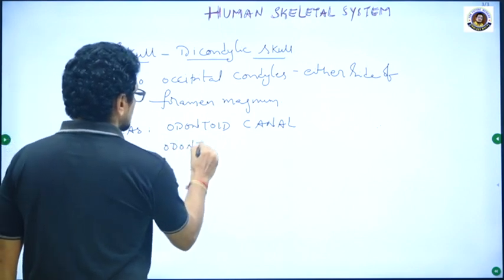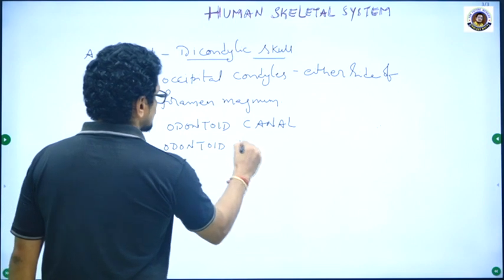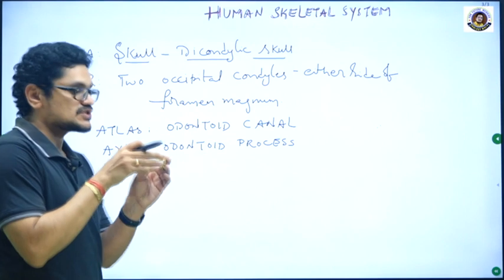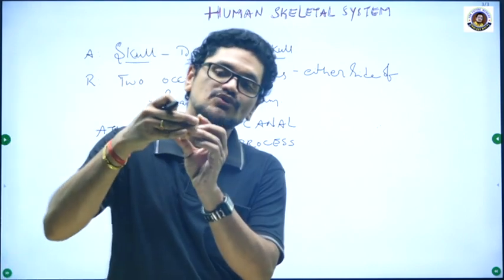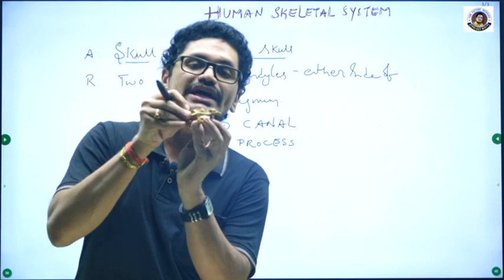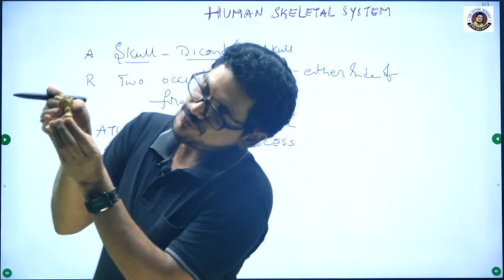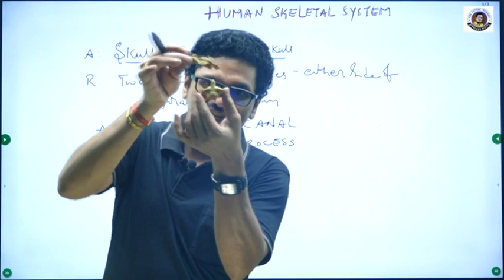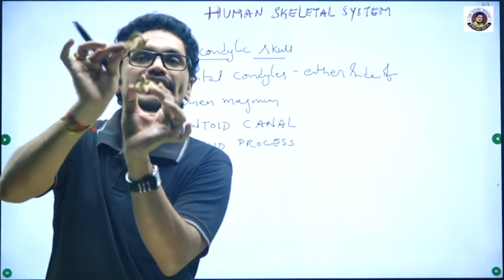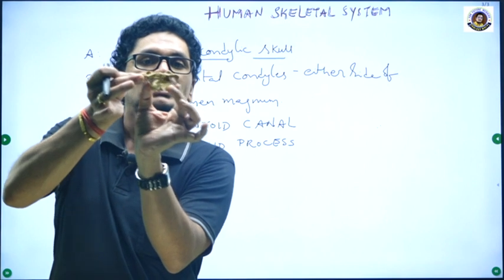Odontoid process will be there for axis. So, odontoid process articulates with odontoid canal. Because of having this odontoid process, the movement is possible here. See, this is odontoid process and this is odontoid canal.